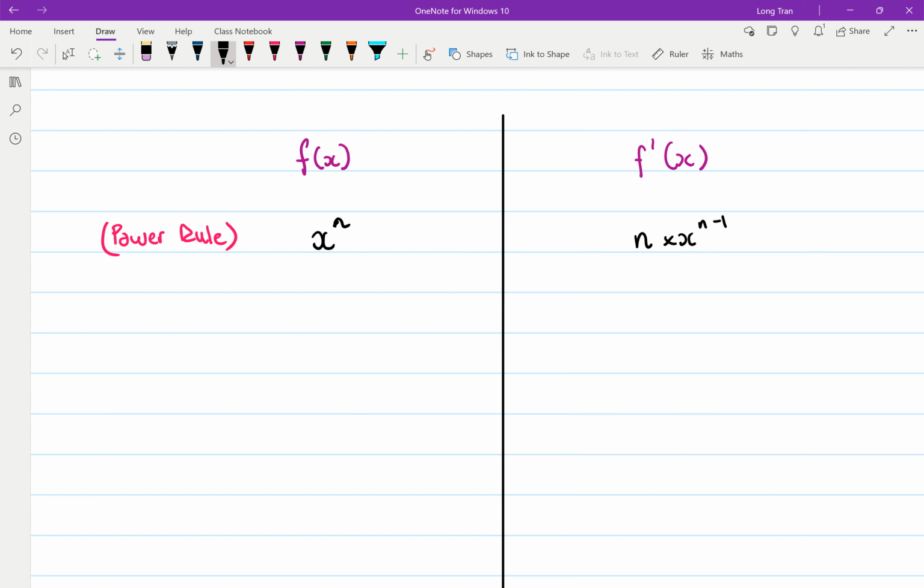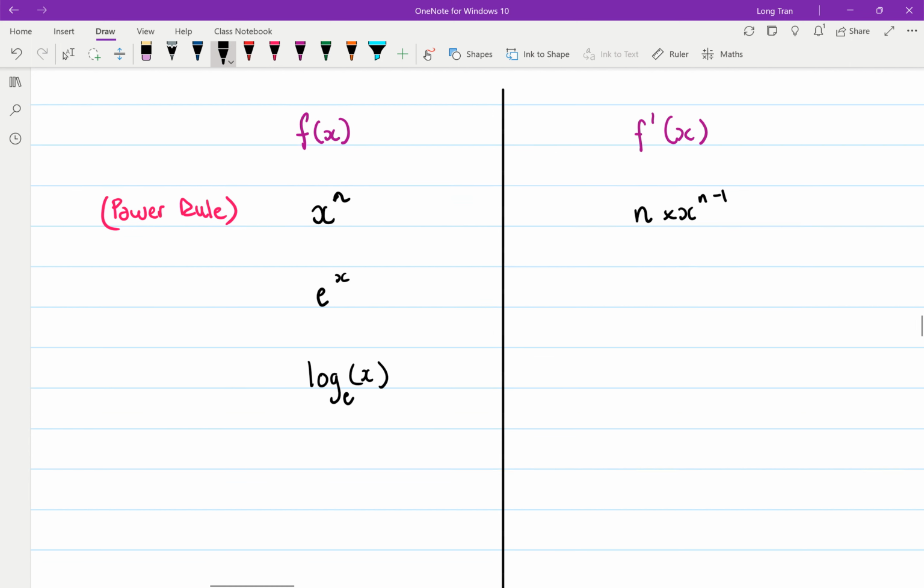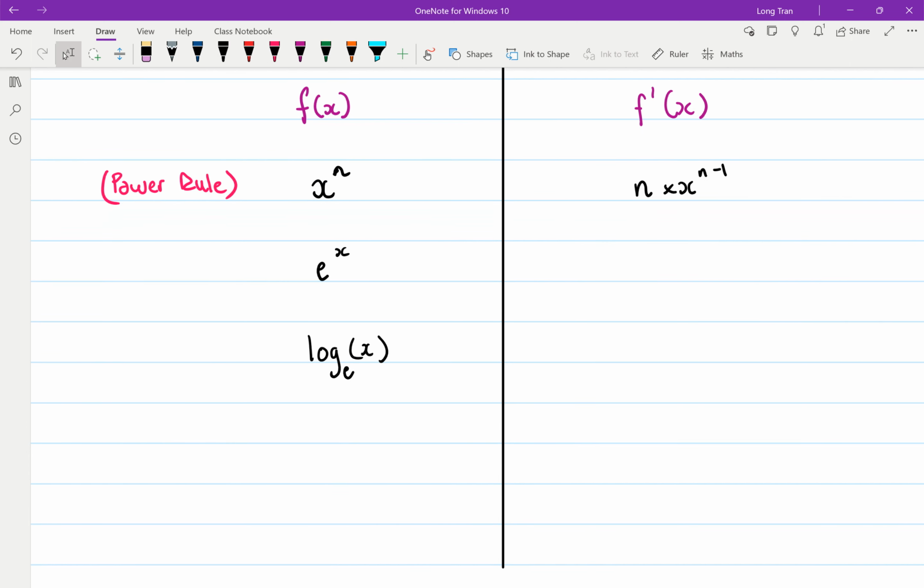You can have e to the x. You can have log e to the x. You can have sine of x. You can have cos of x. And you can have tan of x.